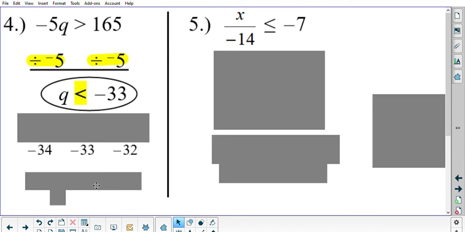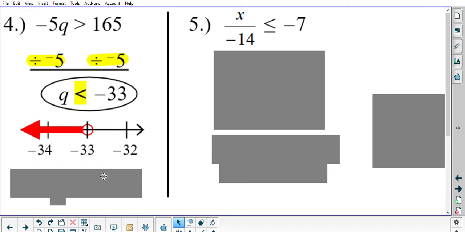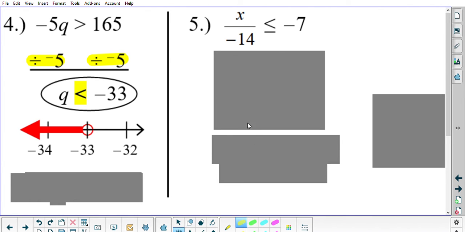And so now we're going to label our 3 hash marks. Notice negative numbers go in opposite order from positives. And since q is less than negative 33, then we need to shade to the left. Since the inequality symbol did not have the equal to bar underneath, we leave the circle open at that starting point.